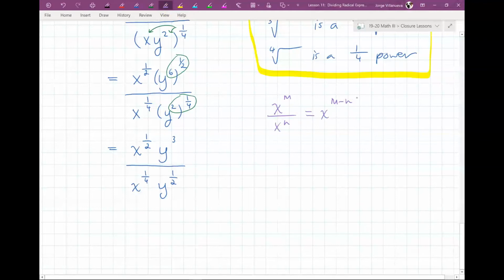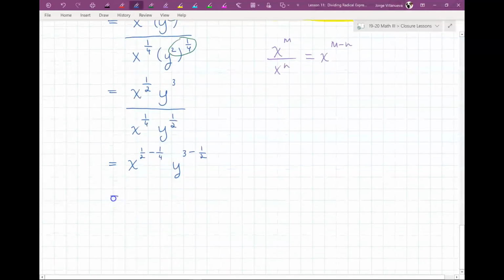So x to the half divided by x to the 4th, that's x to the half minus a 4th. And then y to the 3rd divided by y to the half, that's y to the 3 minus half. So half minus a quarter is a quarter, so that's x to the 1/4. And then 3 minus a half, well, that's 2.5, or 5 halves. So y to the 5 halves.